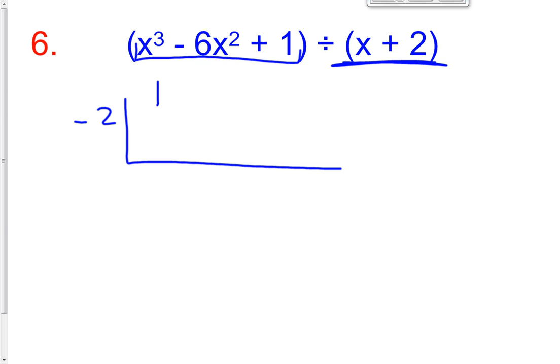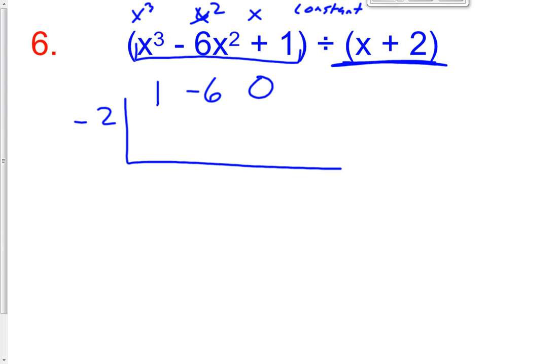It's 1x cubed. After x cubed, we have our x squareds. It's a negative 6x squareds. After our x squareds, we have our x's. We have 0 x's. Make sure you do that. You have to put in what's called a placeholder. There's 1x cubed, then we have x squareds, then we have x's, then we have our constant term.